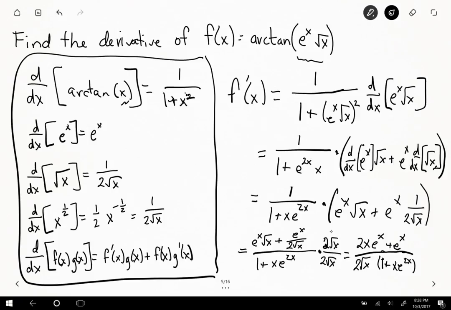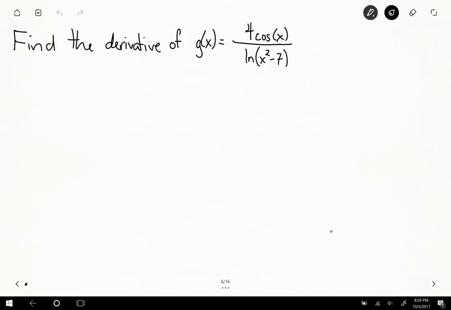Okay, next problem, another derivative, I bet. Ooh. Find the derivative of g of x equals 4 times cosine x in the numerator, and then divided by the natural log of x squared minus 7.